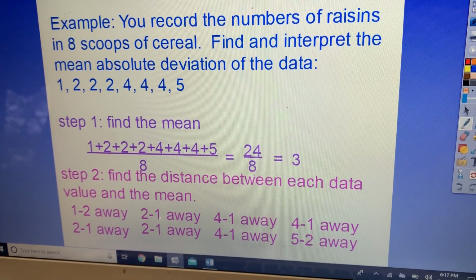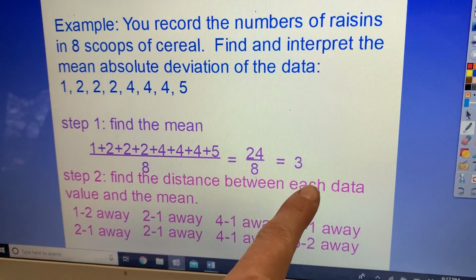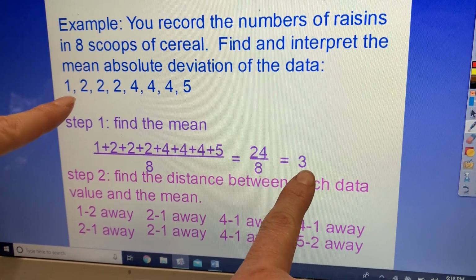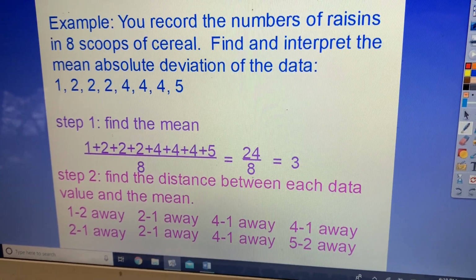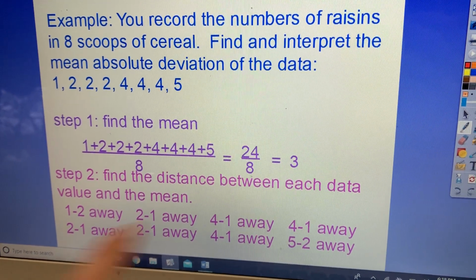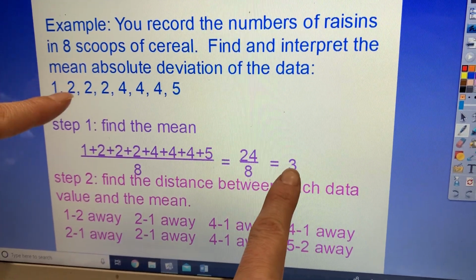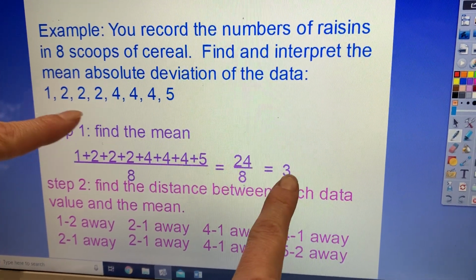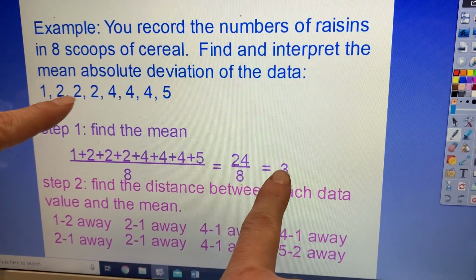You're always taking the bigger number and subtracting the smaller. So it doesn't matter if our mean was the bigger number or if our data value was the bigger number. You're always going to take the bigger one minus the smaller one. So this was 3 minus 1, 2. 3 minus 2, 1.